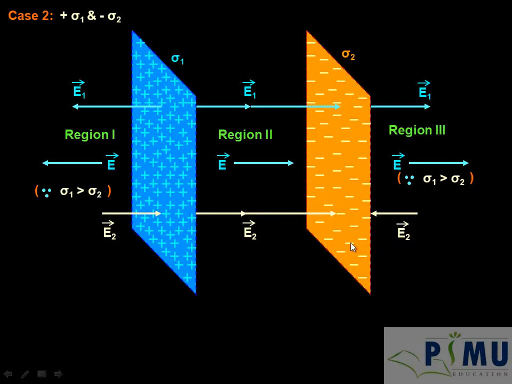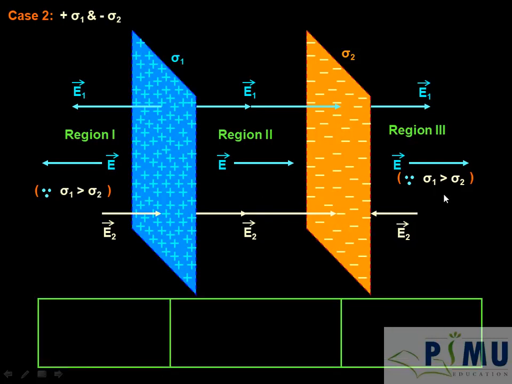That means in region 1, E1 and E2 are in opposite directions. In region 3 also E1 and E2 are in opposite directions. And in region 2, they are in the same direction. And remember, here also we are taking sigma 1 greater than sigma 2. Then, for the resultant field, I am talking about the magnitude only, E is equal to E1 minus E2 because E1 and E2 are in opposite directions. The magnitude is sigma 1 minus sigma 2 by 2 epsilon naught.